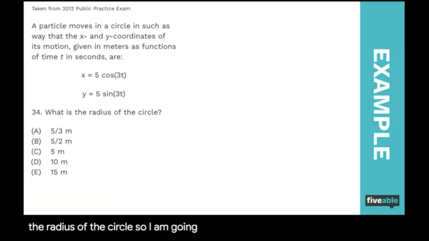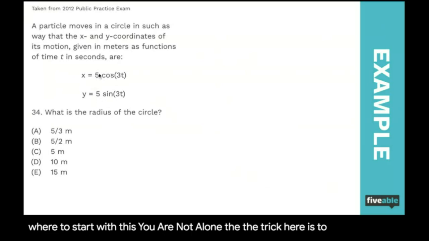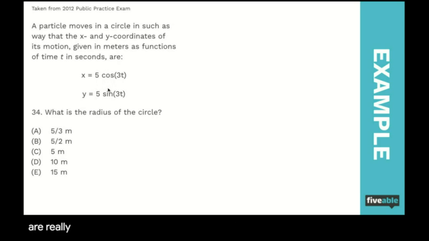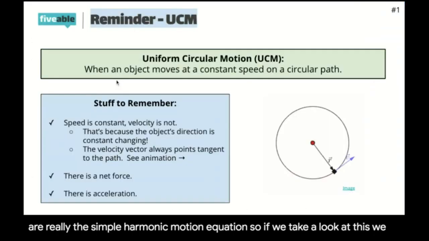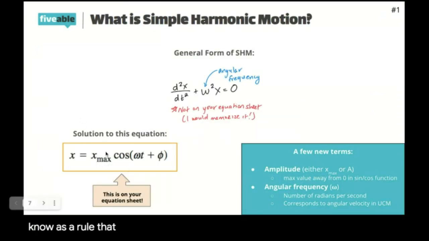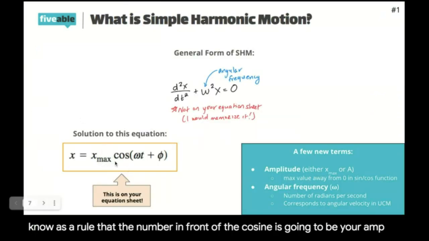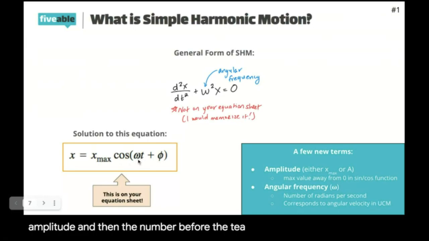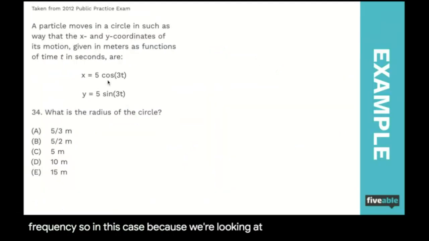I am going to give you a second, and if you're working on it already, great. If you haven't yet, or if you don't even know where to start with this, you are not alone. The trick here is to recognize that these x and y functions are really the simple harmonic motion equation. We know as a rule that the number in front of the cosine is going to be your amplitude, and the number before the t is going to be your angular frequency. Because it says the particle is moving in a circle, we're looking at uniform circular motion.